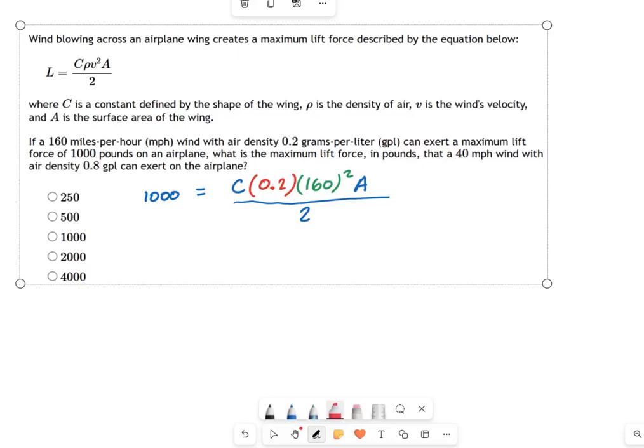In this problem, if you read it over, you see there's an equation given here, and that equation tells me what the lift of a wing is, the lift of an airplane wing. Wings of an airplane lift the plane up in the air, that's how it flies, based on how the wind is moving over the wings. When the wing has wind moving over it, it generates lift upwards.